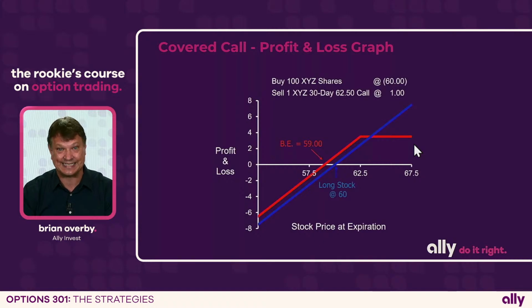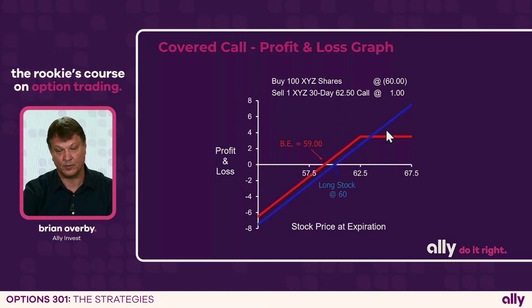They last for like 60 days. On the Ally Invest platform, I'm saying that if the stock goes up 2.5 points to 62.50, I don't mind selling it at that price. Very similar here with the call option, but I'm going to receive $1 for saying that I'm willing to sell it.